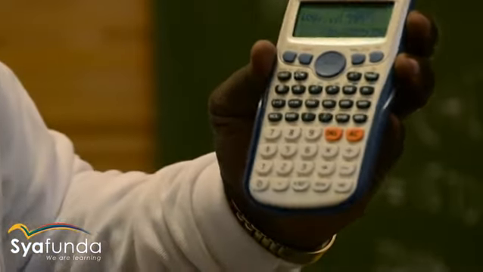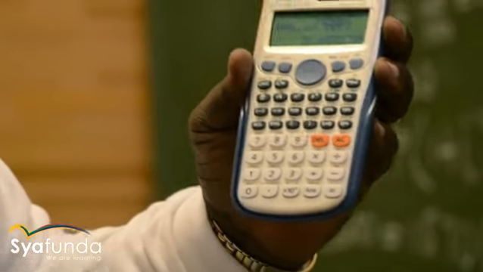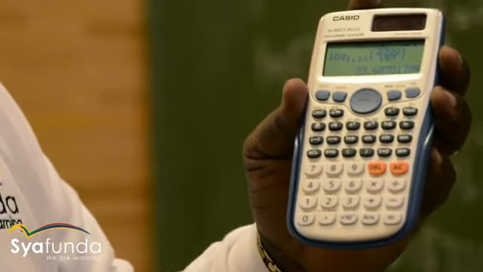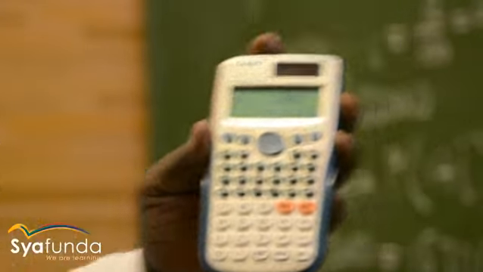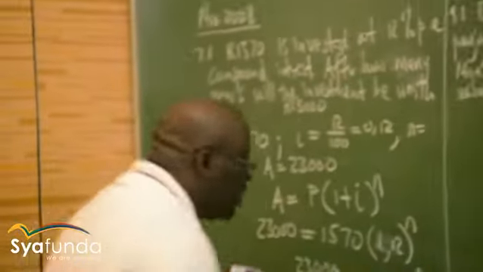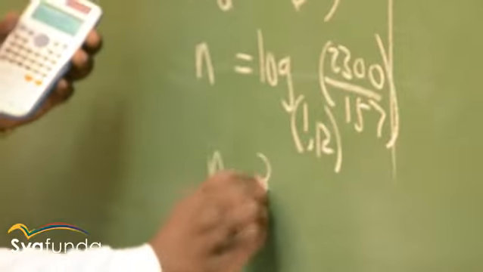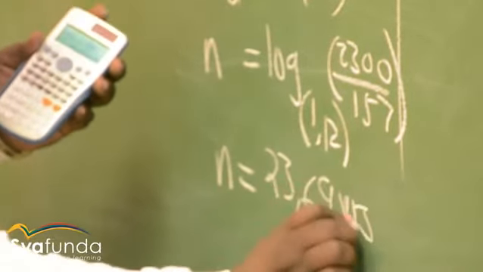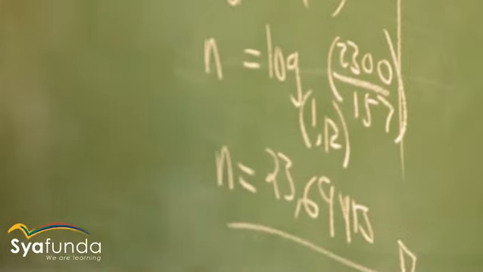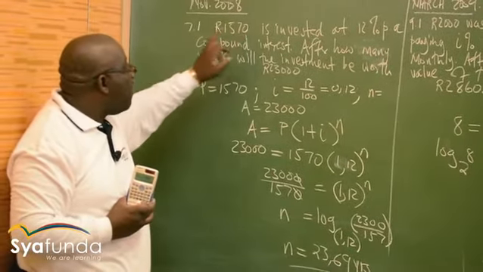Then the calculator will give me the solution. What is it that I see here? I've got 23.687 and so on and so forth. So you usually write this correct to two decimal places. In this particular case, it will be 23.69. So that is how long it will take for us to reach that amount. It is 23.69 years.